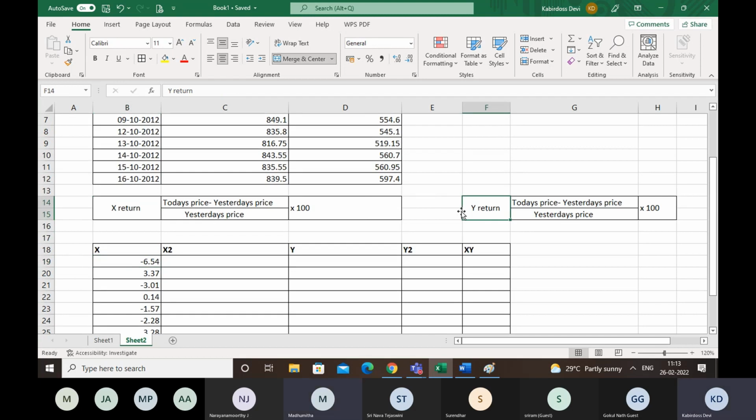Please take down. If you do not use this formula, you will not get minus 6.54.